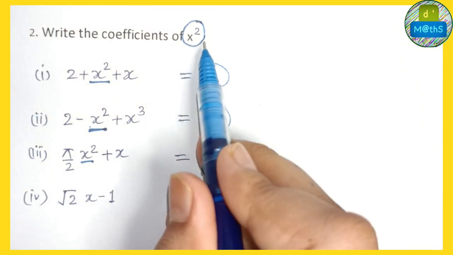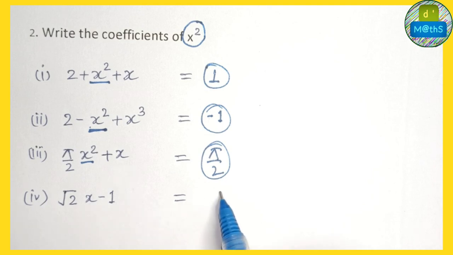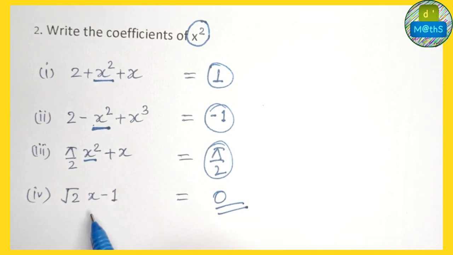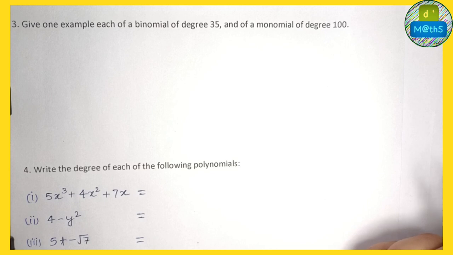Now moving to your fourth question. Be careful. Here no x square variable is written, only x is written. If there is no x square, how will you find the coefficient of x square? Hence there will be no coefficient of x square in the fourth question.